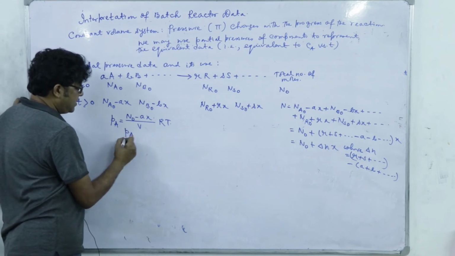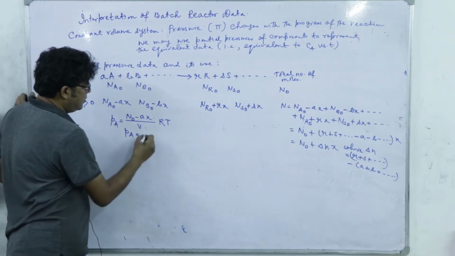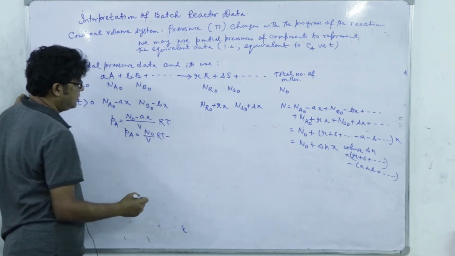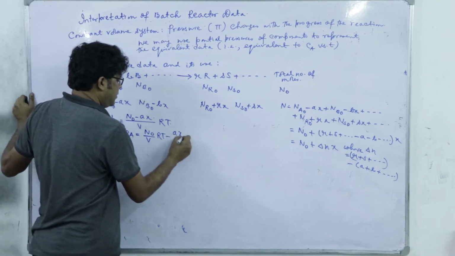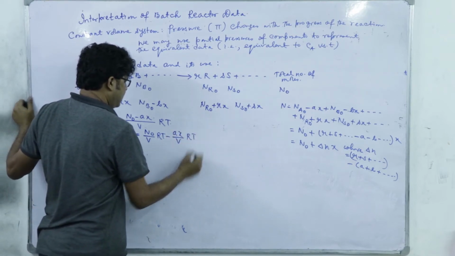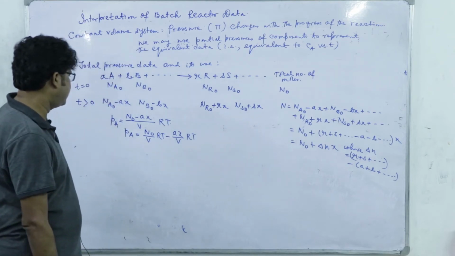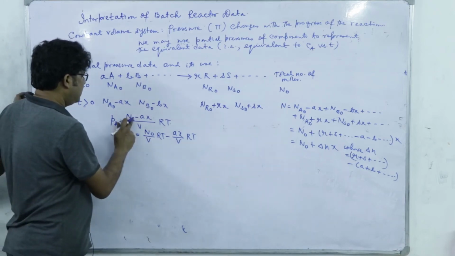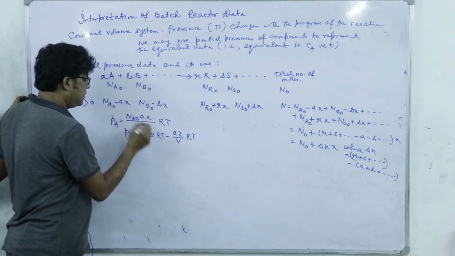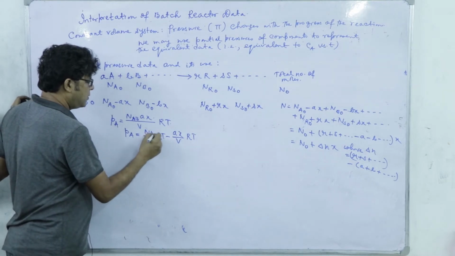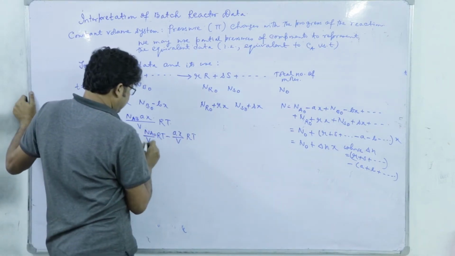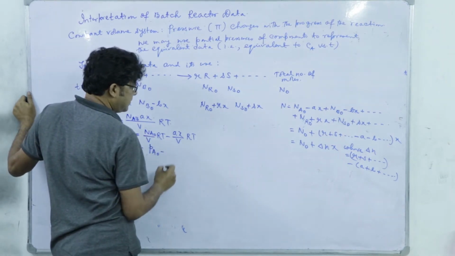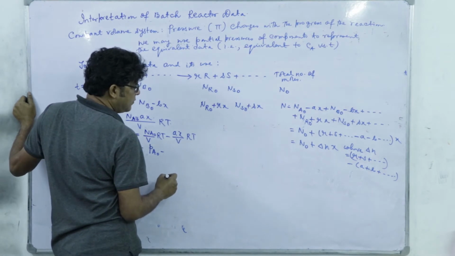So, PA by RT: PA equals Na0 by V by RT minus A into X divided by V by RT. Now, not N0, this is Na0. Here you see Na0 by V into RT is obviously PA0. Minus X; how can we write X?